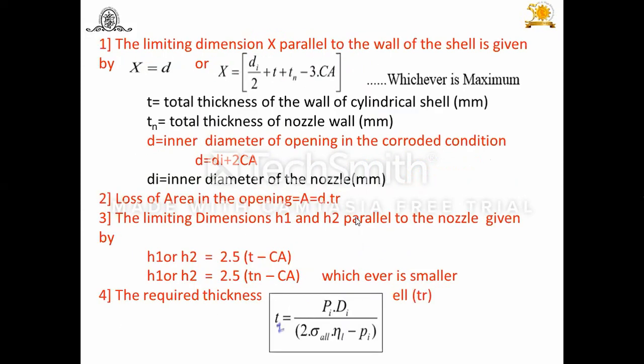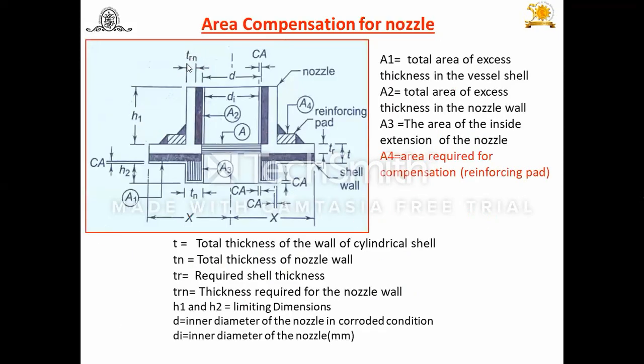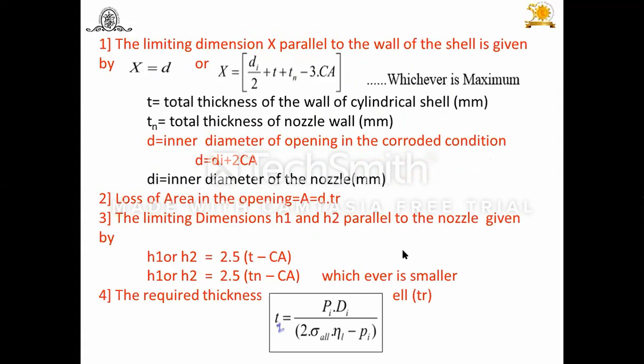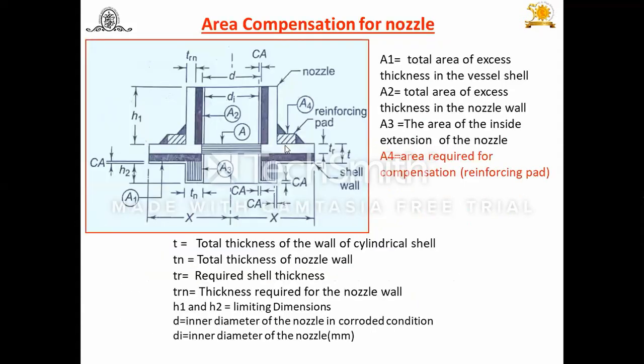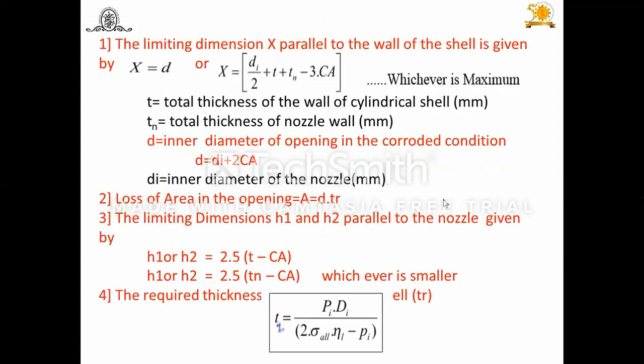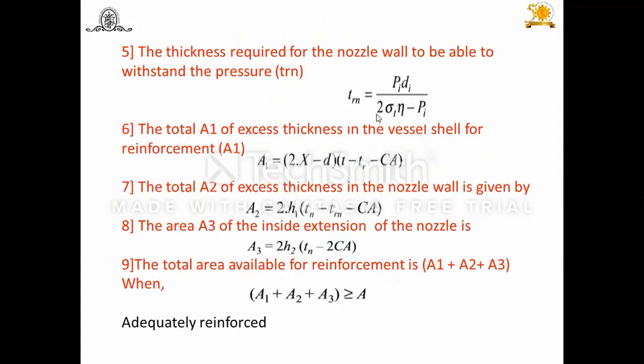Now again, what we have to do? Again, we have to find out the thickness of the nozzle here. The Trn. Trn is the thickness of required nozzle wall. To find it, for that purpose, again, we have to use the Pi into Di upon 2 sigma expression. The expression is the same if you compare it, only here instead of capital D, you use the small di. So by using this expression, you will get Trn. Trn means nozzle wall thickness.